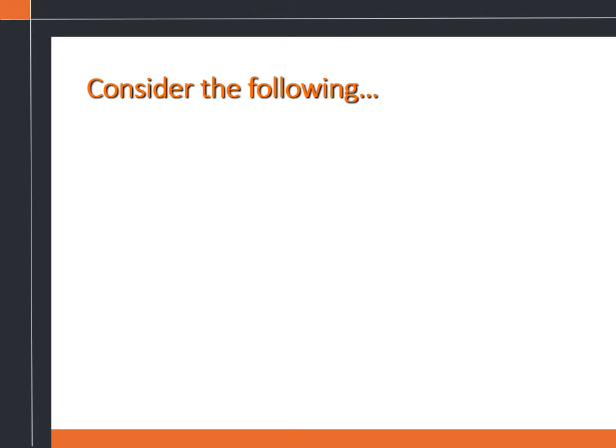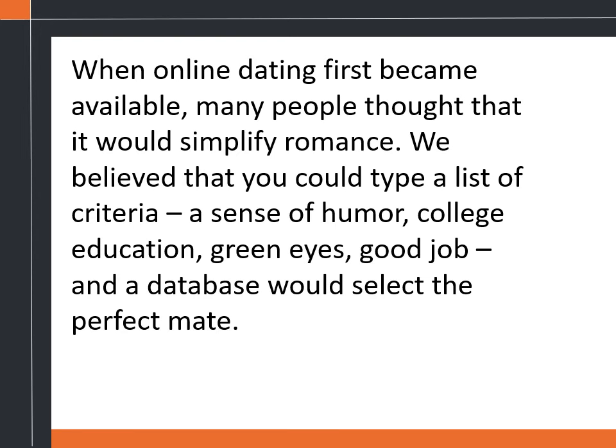Let's look at a few more examples. When online dating first became available, many people thought that it would simplify romance. We believed that you could type a list of criteria, a sense of humor, college education, green eyes, good job, and a database would select the perfect mate. Now, where again do we notice a shift?